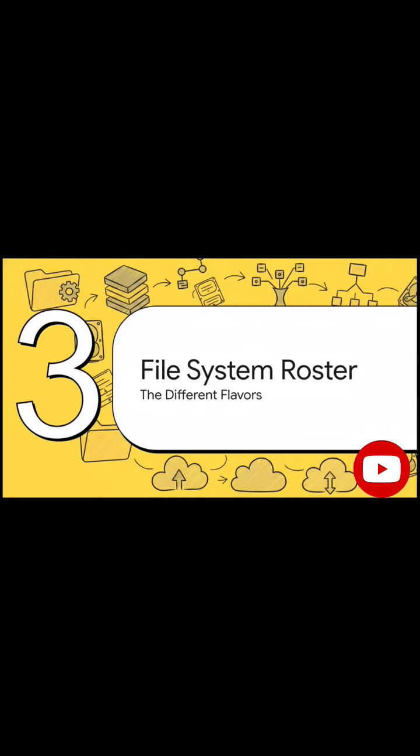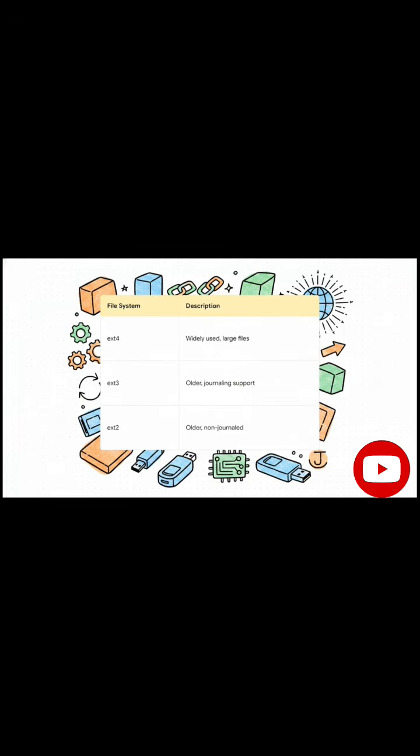Moving to Section 3, the file system roster, exploring the different flavors. So looking at the native Linux ecosystem, it really evolved through the ext family. We started with a non-journaled ext2 way back in the day, moved up to ext3, which added that crucial journaling feature we just talked about.